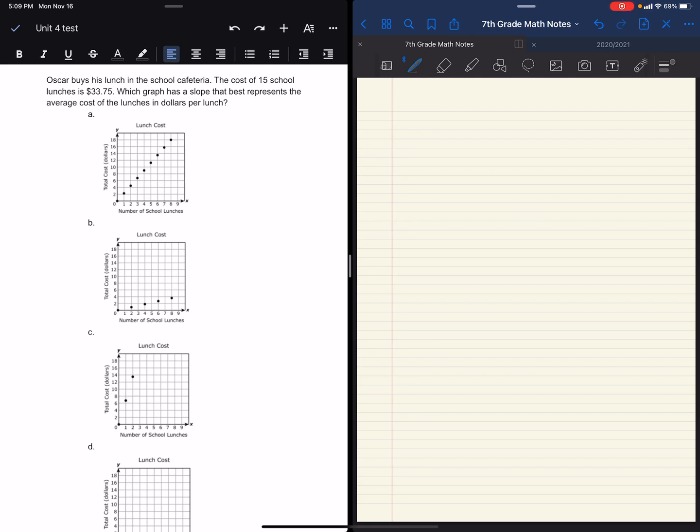Oscar buys his lunch in the school cafeteria. The cost of 15 lunches is $33.75. Which graph has a slope that best represents the average cost of the lunches in dollars per lunch?